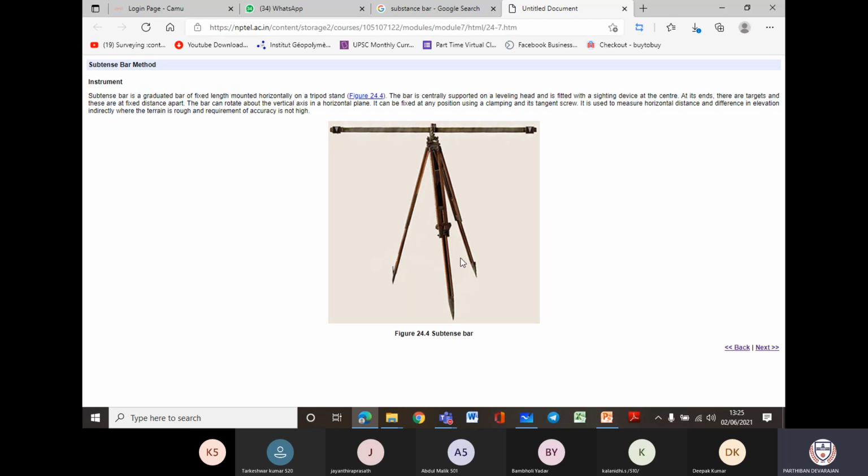You can use this kind of subtense bar anywhere you need it to find out the distance as well as the elevation of a point. It's an easy instrument, not like a theodolite or tachometer. It's a very easy instrument compared to other instruments. It is used to measure horizontal distance and difference in elevation. Difference in elevation means difference in height, measured indirectly, where the terrain is rough and the requirement of accuracy is not high.